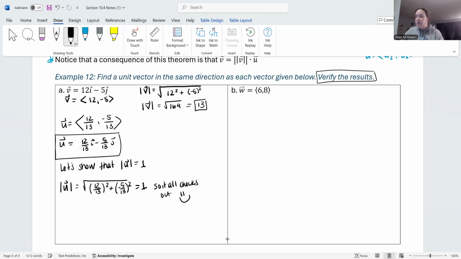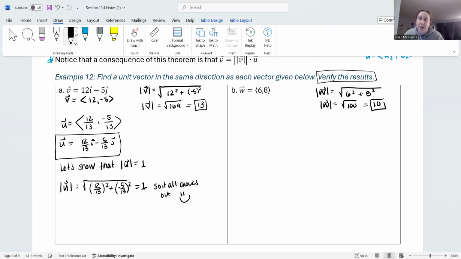Okay, now let's look at vector w. So vector w is written as a position vector, which I very much prefer. I just think it's less busy. All right, so let's go ahead and find the magnitude of w. So we want to take the A component and square it. We want to take the B component and square it. So let's see, 36 plus 64. So 6 squared is 36, 8 squared is 64. That's really just 100. So we're going to get the magnitude of w is the square root of 100, or just 10.